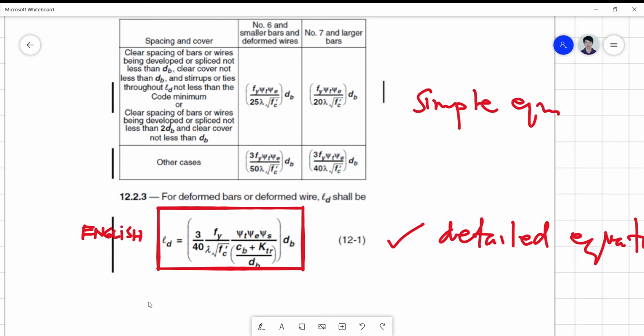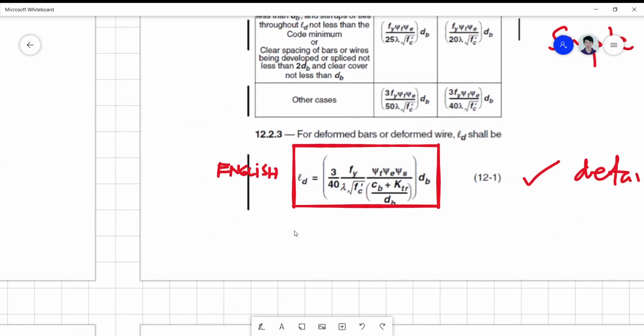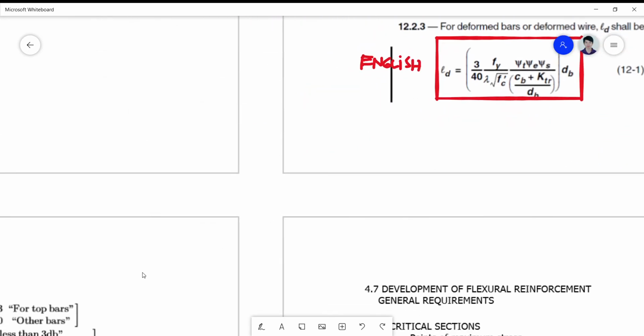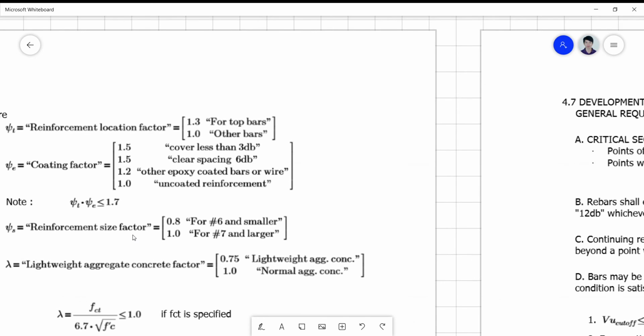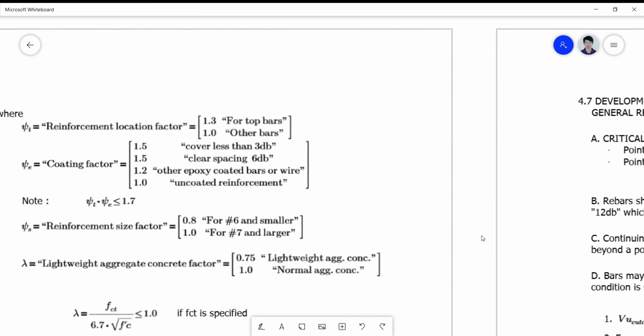Okay. So let's start with the psi factors. We have actually three factors on psi. The first one is the psi t, which stands for the reinforcement location factor. Your psi e, which stands for the coating factor. And your psi s, which stands for your reinforcement size factor. So for the location factor, we only have two options, and that is option top and option other.